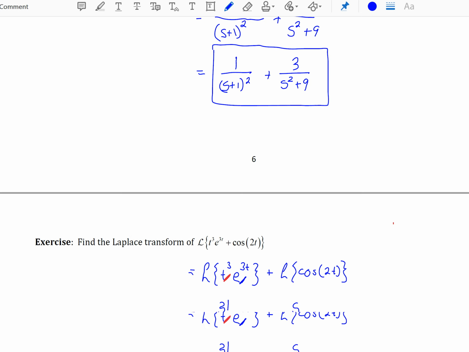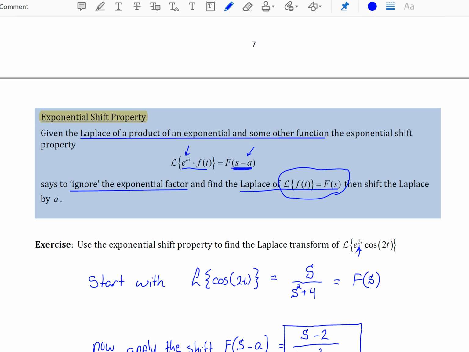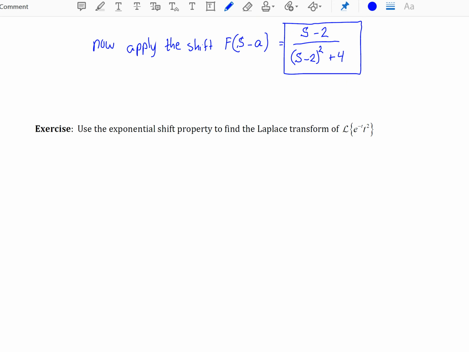Okay, let's try another one. Let's find the Laplace of e to the negative t times t squared. So here we're going to start with just the Laplace of t squared. Now the Laplace of t squared is going to look like 2 factorial over s cubed. Of course, 2 factorial is just 2. So it's 2 over s cubed. This is f of s.